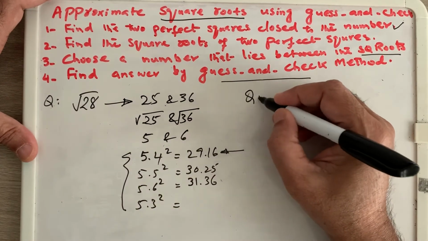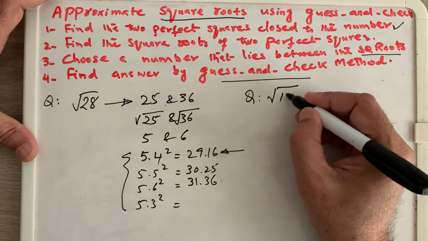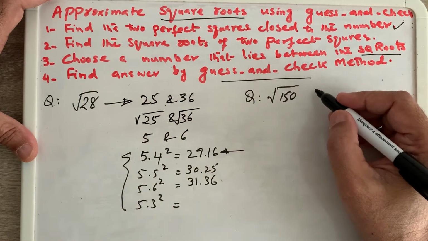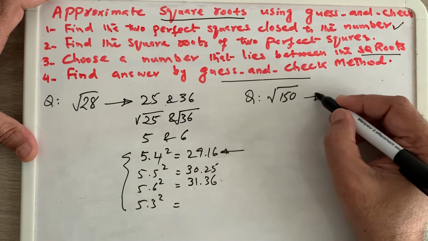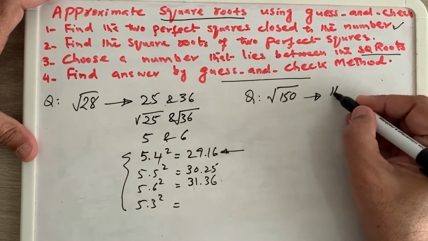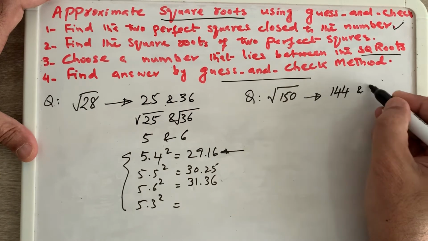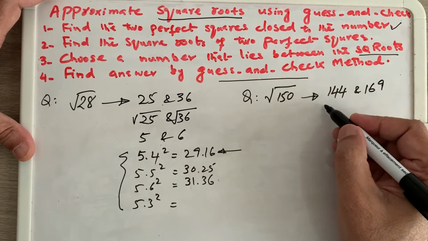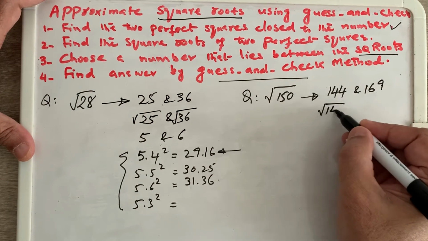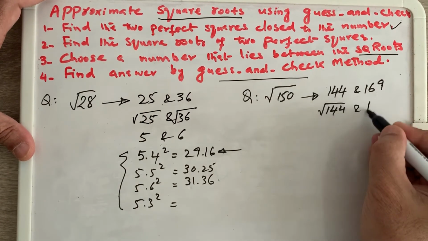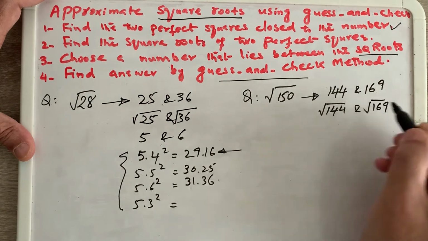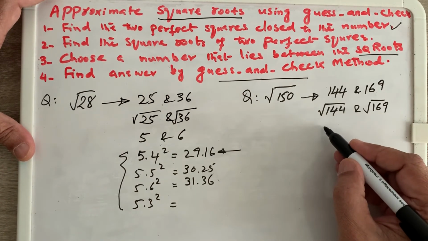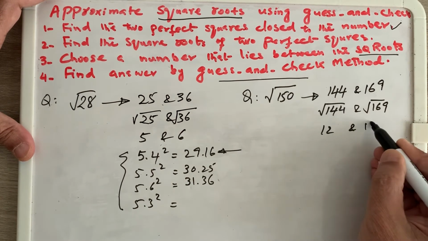We can have another example. Square root of 150. So square root of 150 will be lying between, we have to choose two numbers which are close to this, which is 144 and 169. Both are perfect squares. So what is second step? Take the square root of these two perfect squares, right, which is very close to our question number, which is 150. So this will give me 12 and 13.